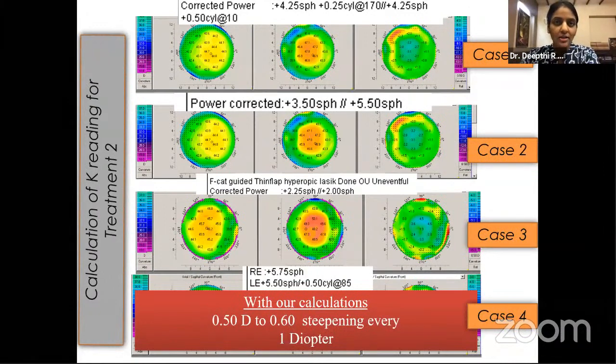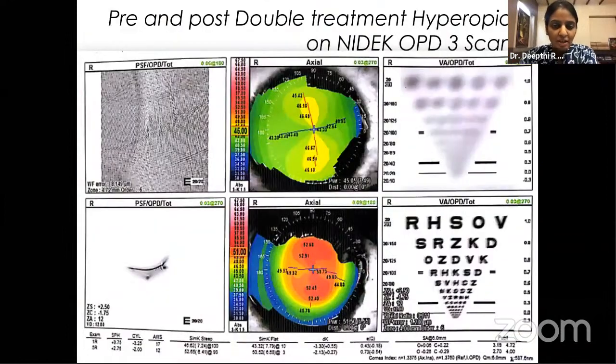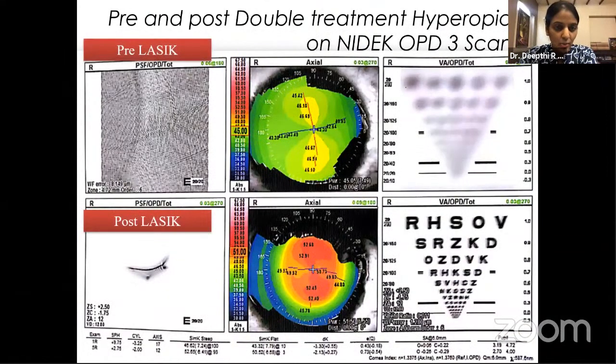So after this, the surgery would be the same. Most of them were flap LASIK, and I think one was a PRK. You do ablation 1, immediately your technician shifts to the second ablation, similar to a regular case. So if you can go to the next slide. This is a pre and post of the same patient with plus 7.5 and 2.5 cylinder.